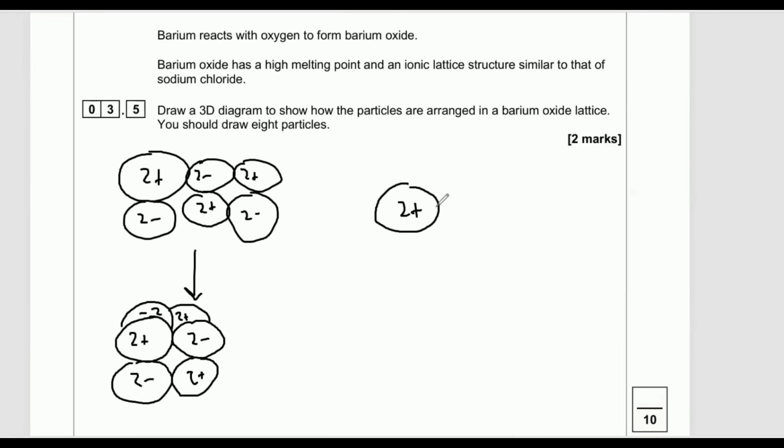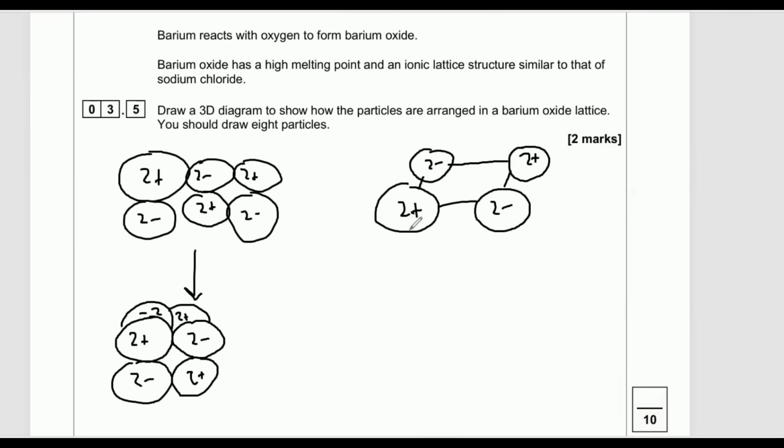You could write Ba 2 plus if you want. And then maybe I should label these Ba 2 plus. Yeah, I probably need to put the elemental symbol in there, so I'm showing off to the examiner. I know that barium's in group 2 and it's 2 plus.